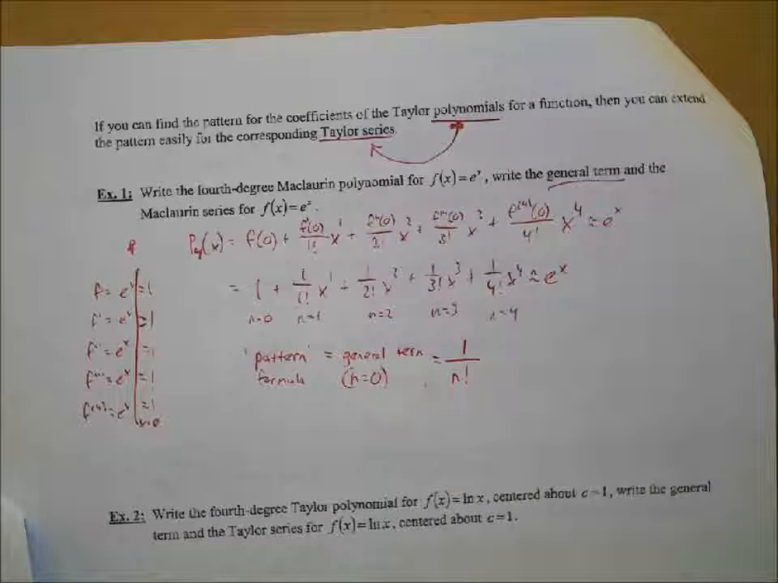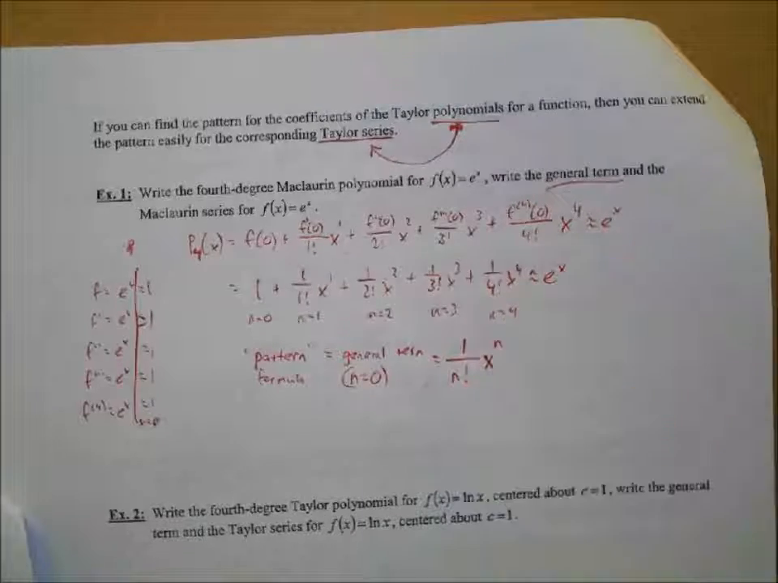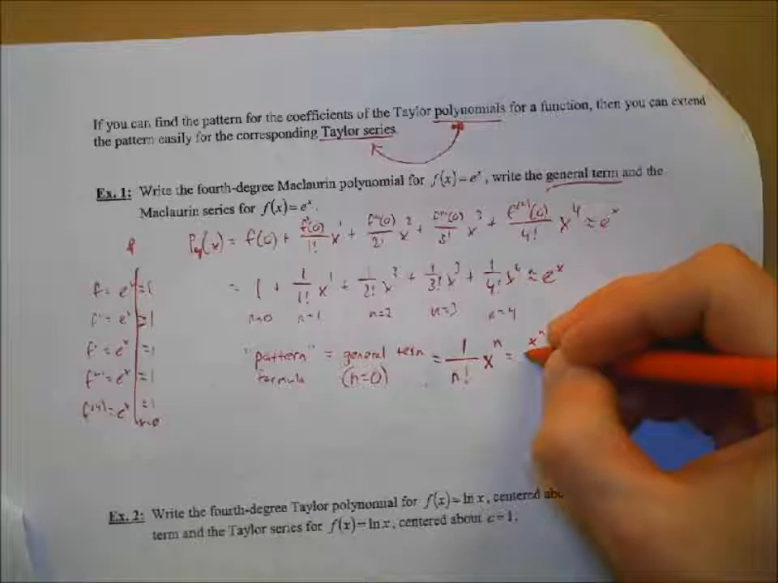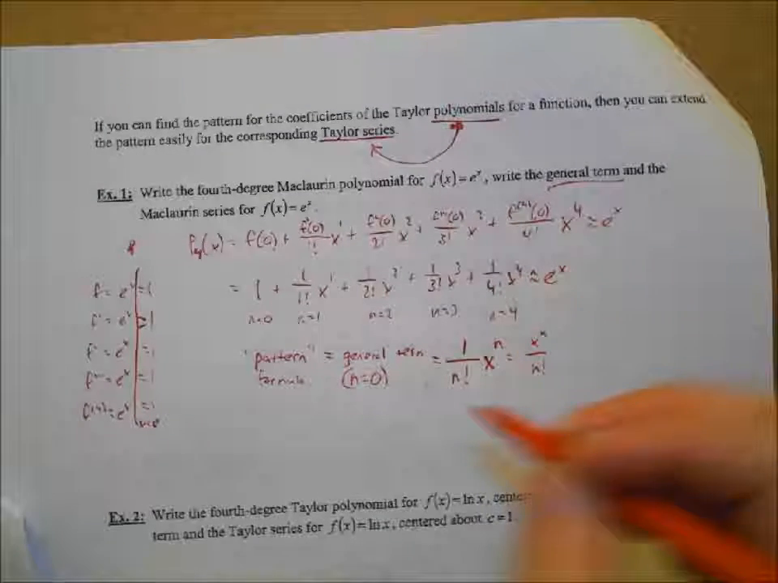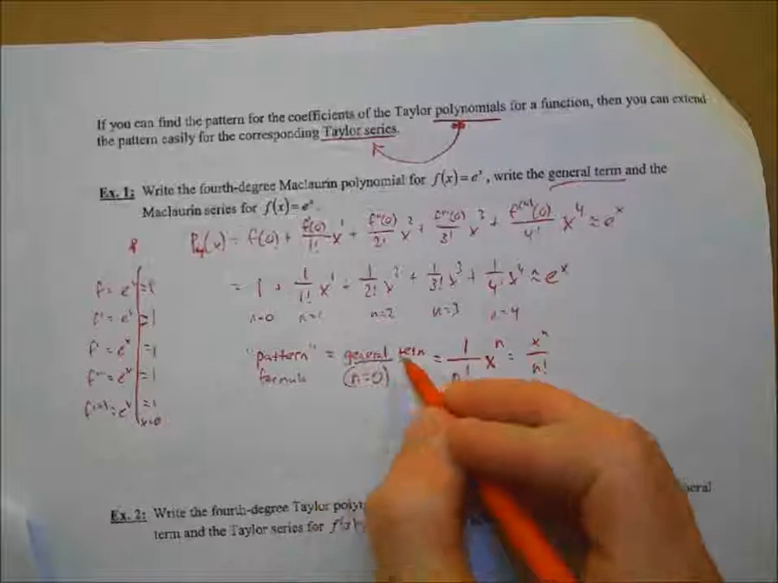Okay? But is that it? Is there anything else that we have as part of our terms here? X to the n, exactly right. Or if you like to put it all together, you can say x to the n over n factorial. So either one of those. So that's the general term that we just found there.